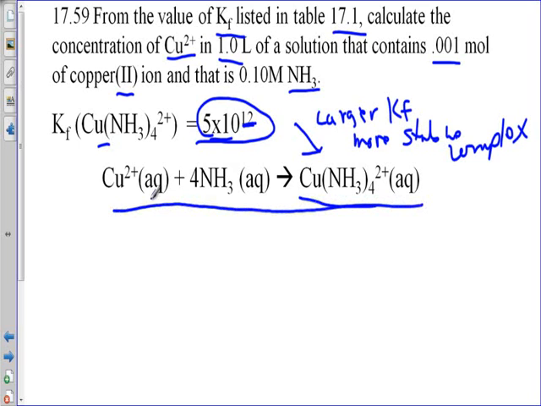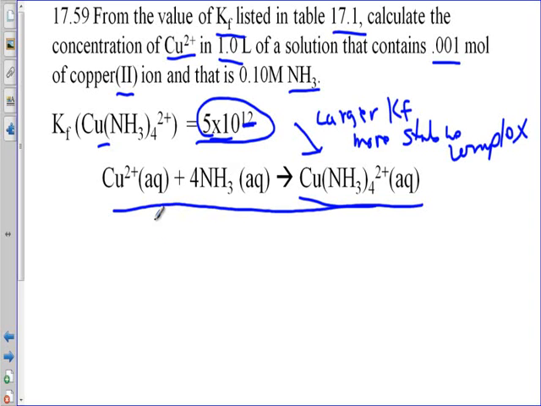So there was some ionic compound that had copper in it that was in a solution. Copper 2 ions were floating around, ammonia was added, and we make this complex. Okay, so let's go see how we're going to solve this problem.